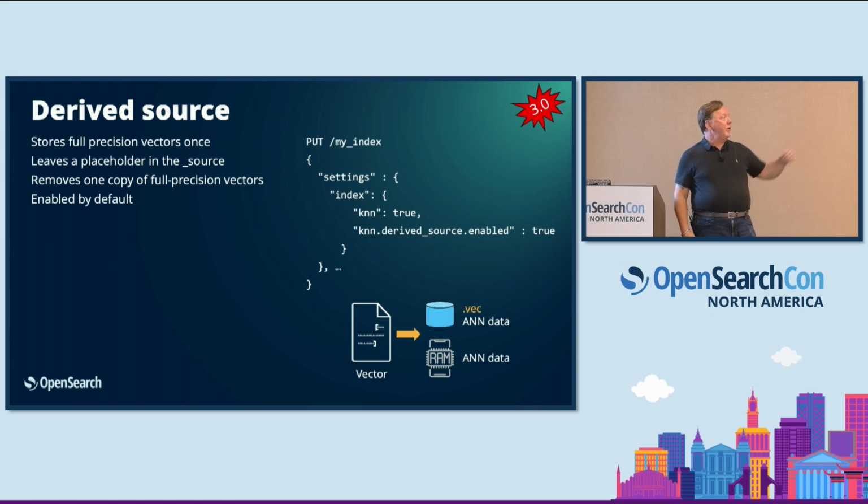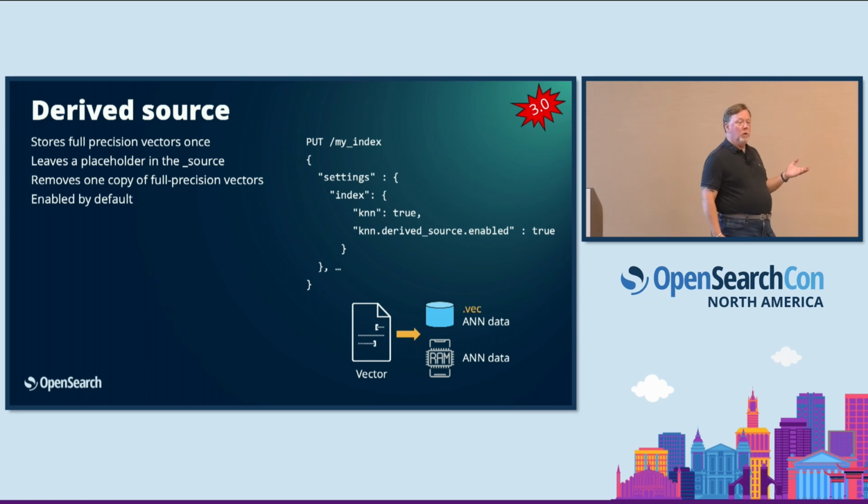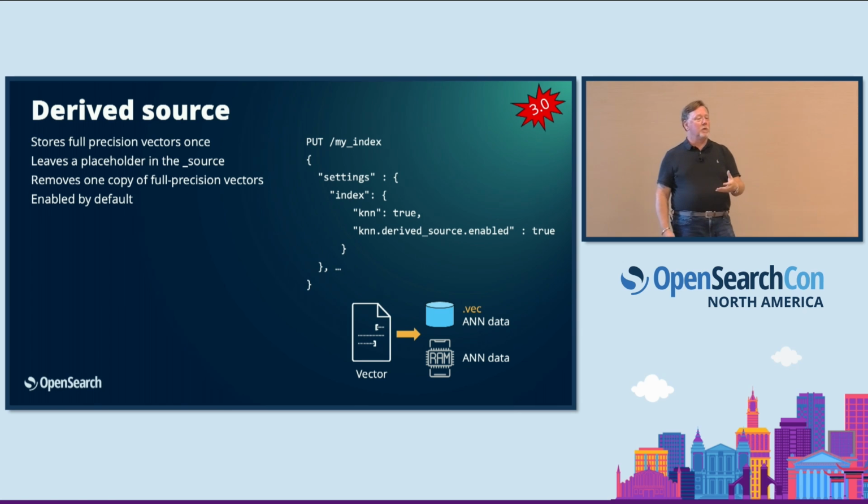You can enable it when you create your index. You say KNN derived source enabled true. What OpenSearch then does is, instead of storing data in the source field and instead of storing data in doc values, it creates a separate file called the .vec file that has all of the original precision vectors. It then can recreate source and doc values from the .vec file.